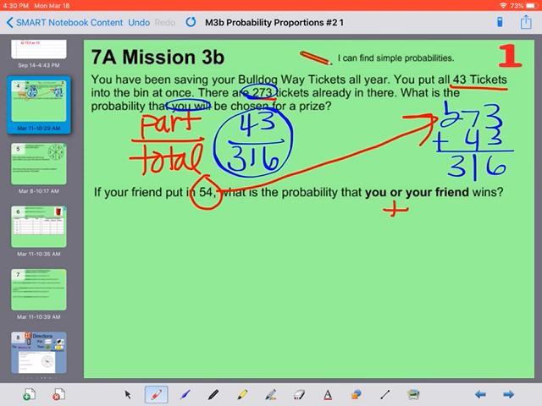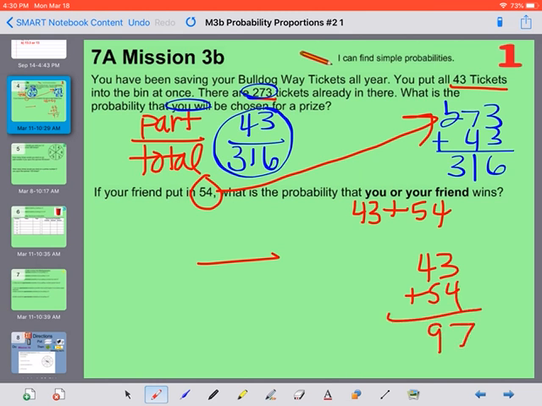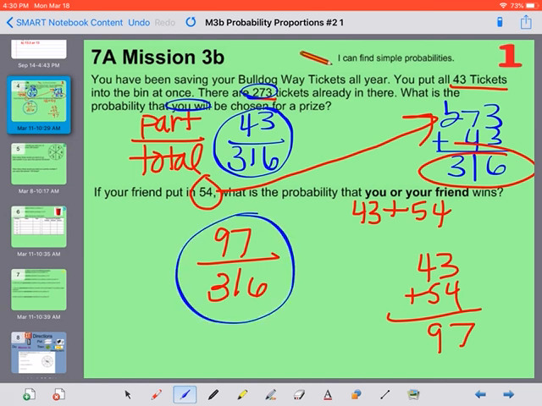Remember, we're adding these together. So you put in 43 and your friend put in 54. So together you put in, let's add these up, 43 plus 54 gives us 97 tickets out of a total of 316. The total is still the same. And I'm assuming your friend already put in the 54 tickets. If they hadn't, you would have to add that and get a new total. And this is our probability.